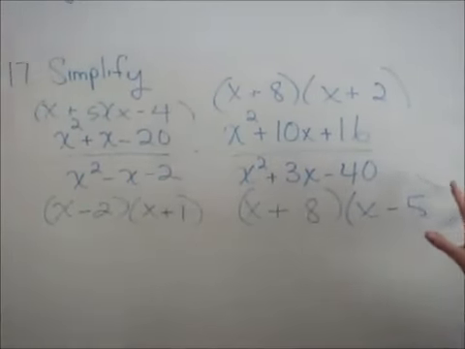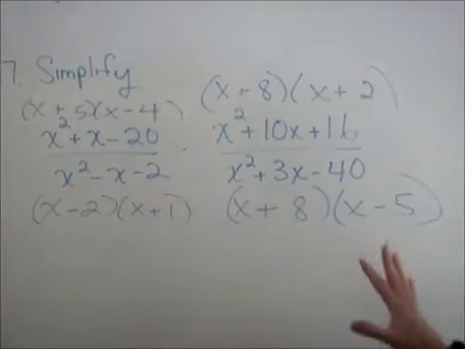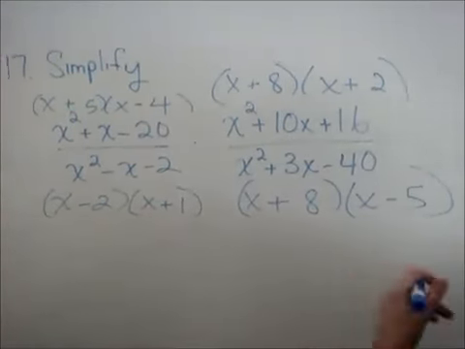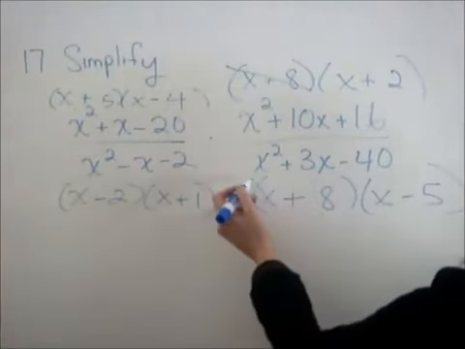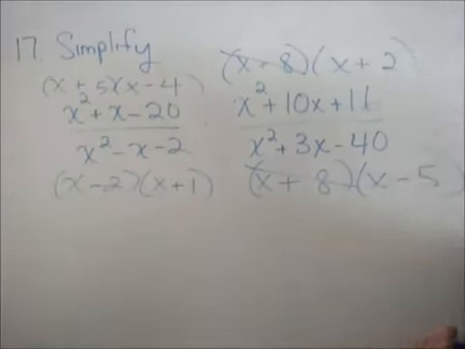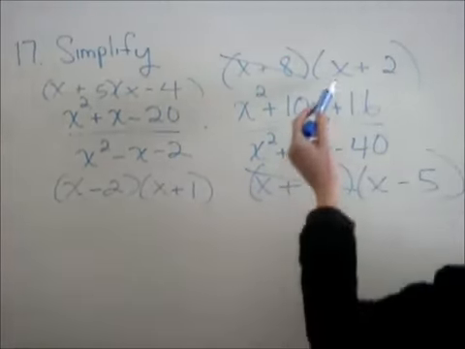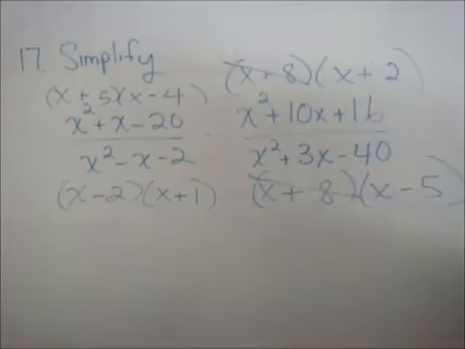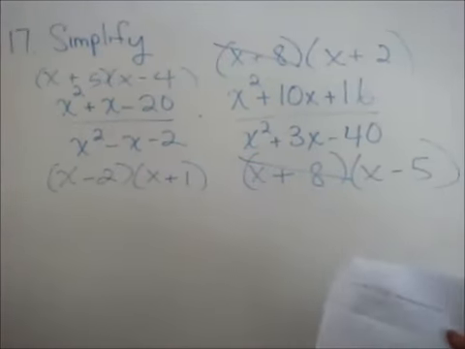The problem is you started crossing off things that weren't cross-offable. So let's look. We have an x plus 8 and an x plus 8. We have an x minus 5 and an x plus 5. They cannot cross off. We have an x plus 2 and an x minus 2. They can't cross off. So that's all that crosses off.